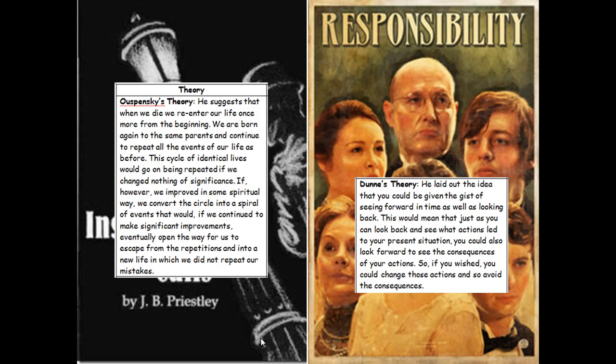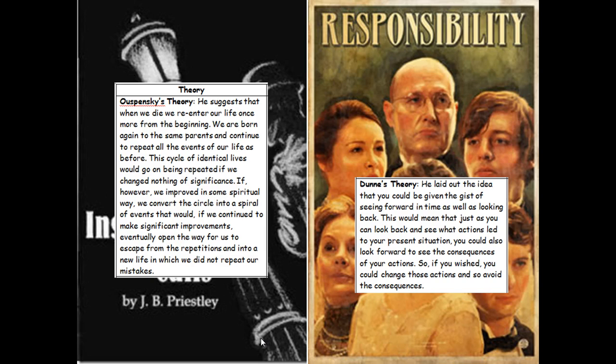On the other side, you've got Dunn's theory. He laid out the idea that you could be given the gift of seeing forward in time as well as looking back. Now this should be ringing bells with you in terms of A Christmas Carol, because of the gift of the future and the gift of the past, and also the gifts that the Inspector gives to the family. He gives them a view of the future. And it's that wonderful quotation about fire and blood and anguish. That's his gift to the Birling family. He gives them a terrifying vision of the future.